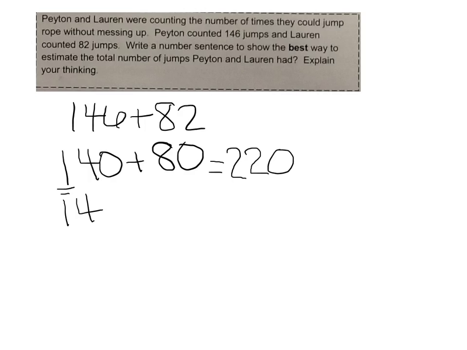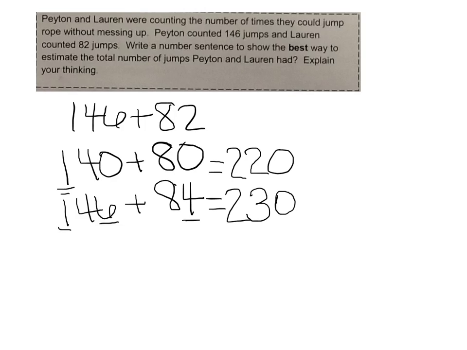I might think it's easiest to work with 146 plus 84. I'm changing 82 to 84 because 6 and 4 in my ones place, I know, bridge to 10, and that makes it easier for me. 6 plus 4 is 10. I write a 0 in my ones place. I now have 40 plus 80, which is 120, plus the 10 that I made when my ones bridged, which would be 130, plus the 100 in the original would give me 230.